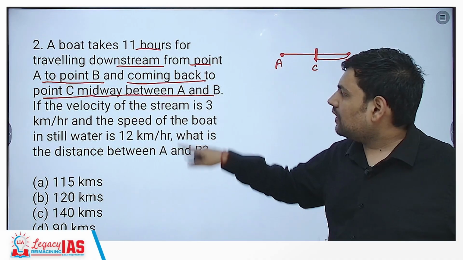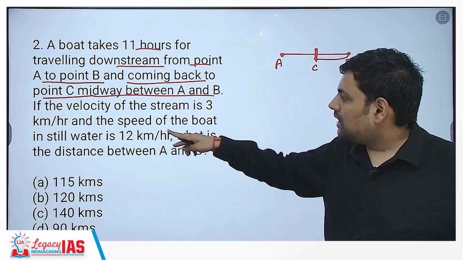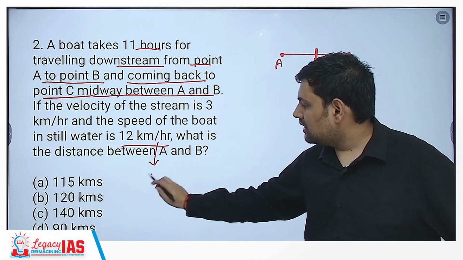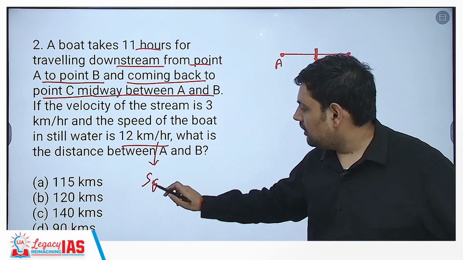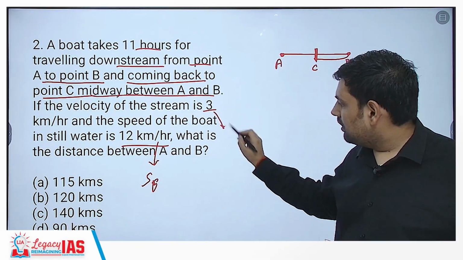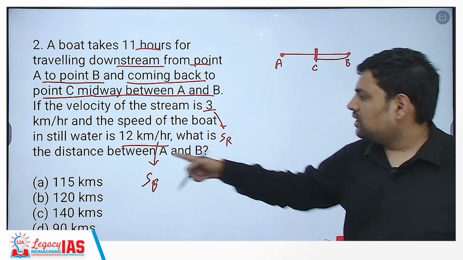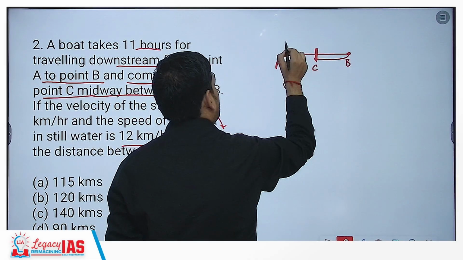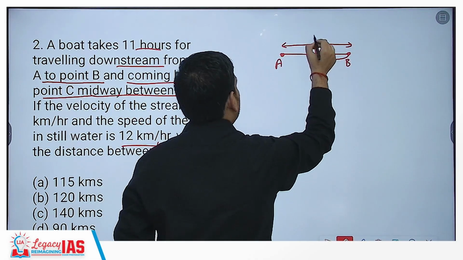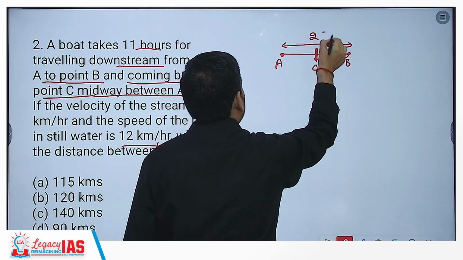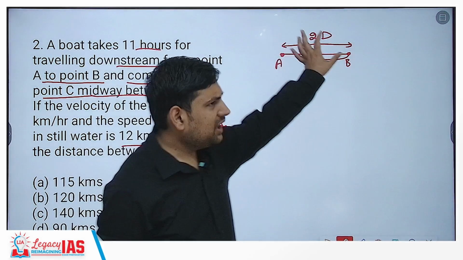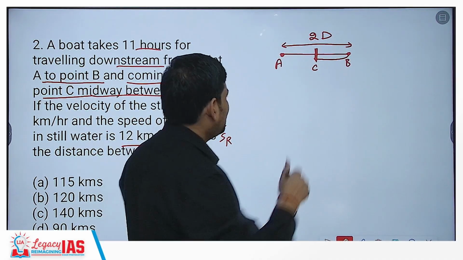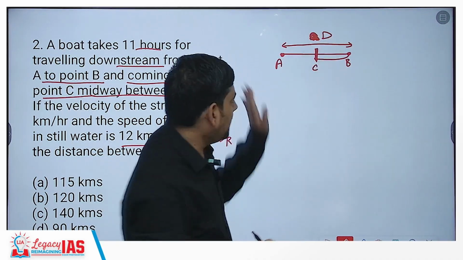Now, if the velocity of the stream is 3 km per hour and the speed of the boat in still water is 12 km per hour, this is what? This is speed of boat, and this 3 km per hour is the speed of stream, that is speed of river. Now, what is the distance between A and B? So distance I have to calculate. Now, I assume this whole distance to be, let's say, d. So from A to B, the distance is d.